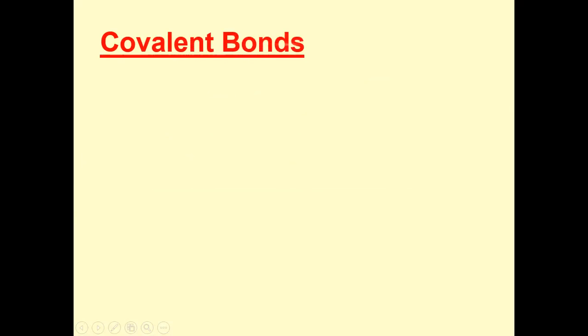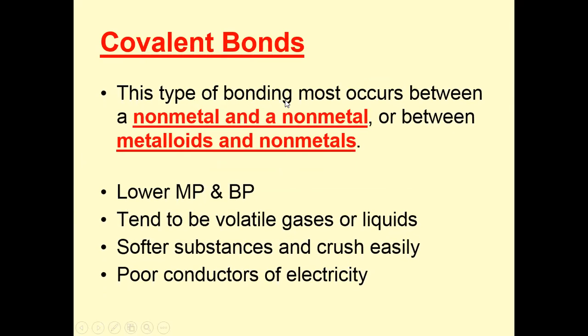formation. In the case of covalent bonds, this type of bonding must occur between a nonmetal and a nonmetal, or between metalloids and nonmetals. They have a lower melting point and boiling point, tend to be volatile gases or liquids, are softer substances, and crush easily. They are poor conductors of electricity.